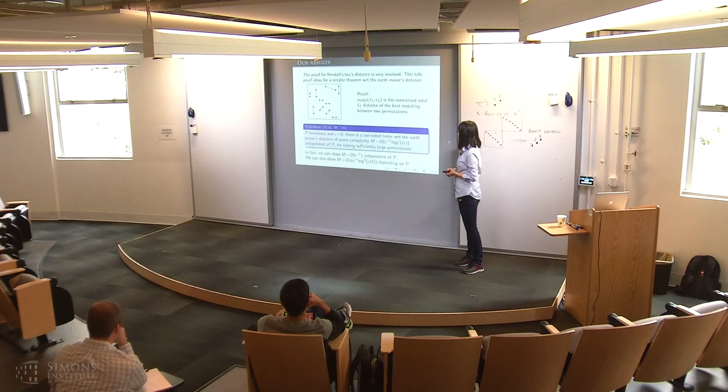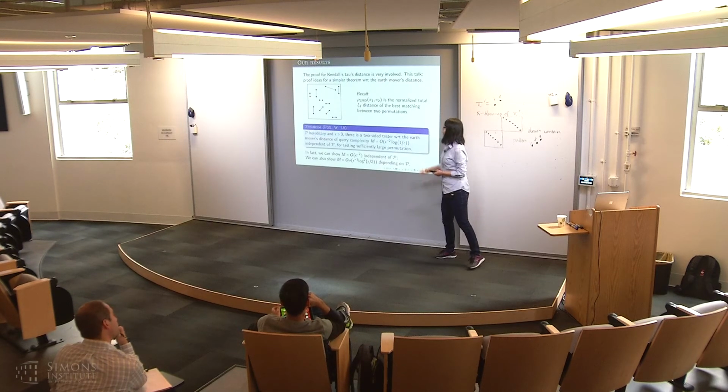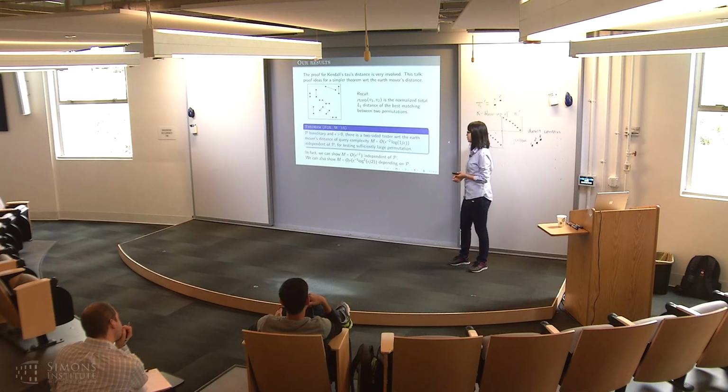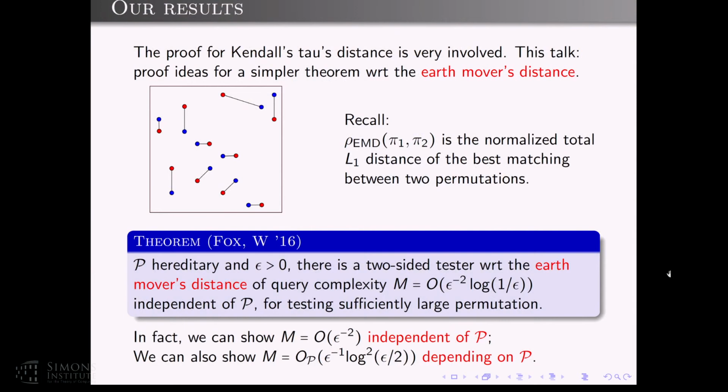This bound is not the optimal we can get. We can also improve the bound by removing the log factor, by doing some more careful analysis of the proof. We can further improve this bound to almost linear, epsilon to the -1 log squared epsilon over 2, but this bound is going to depend on P. To improve from the quadratic bound to the almost linear bound, we have to use the Marcus-Tardos theorem again.